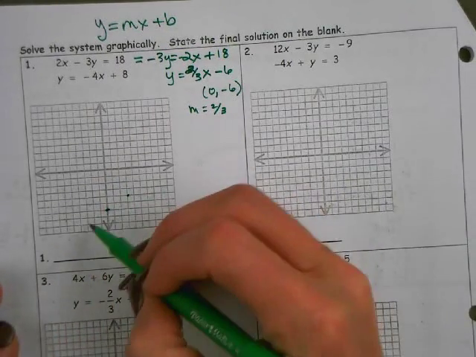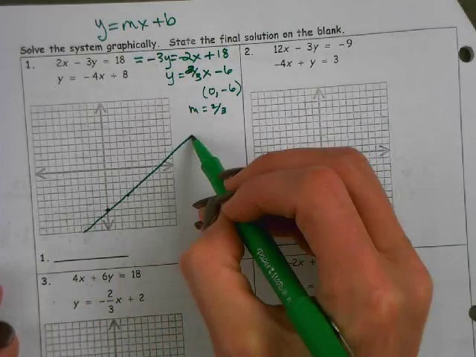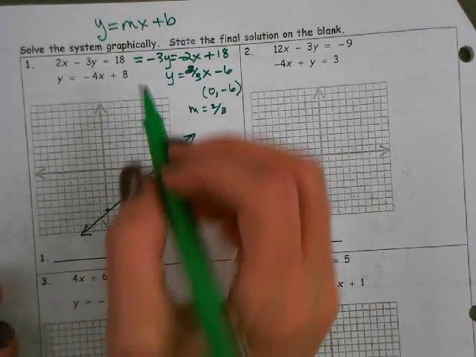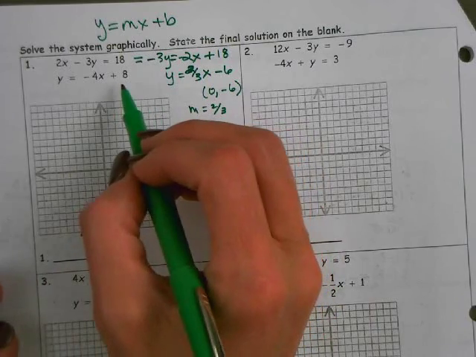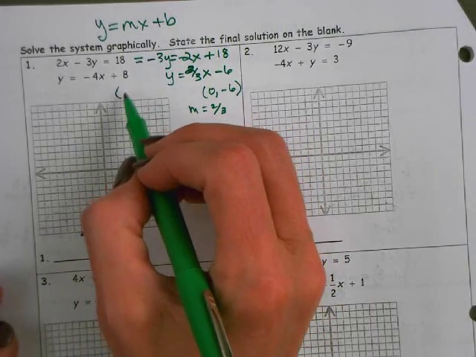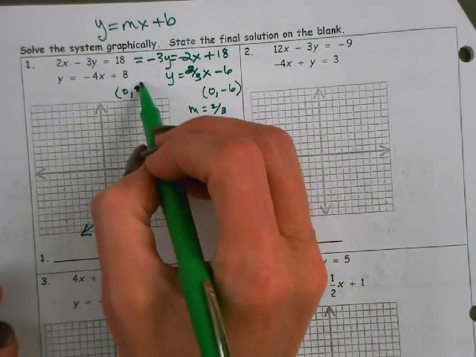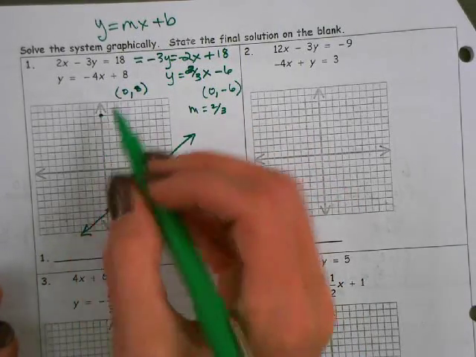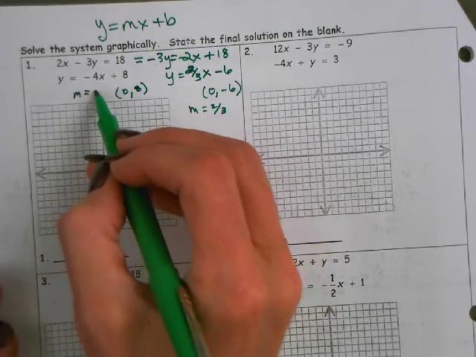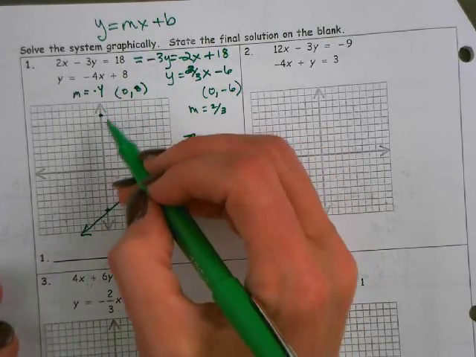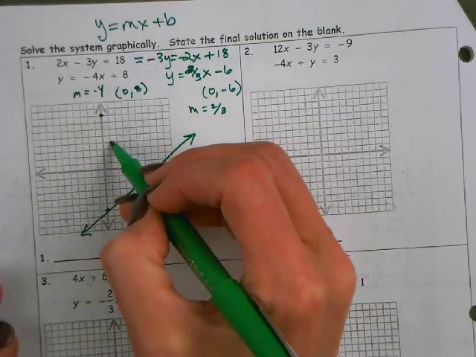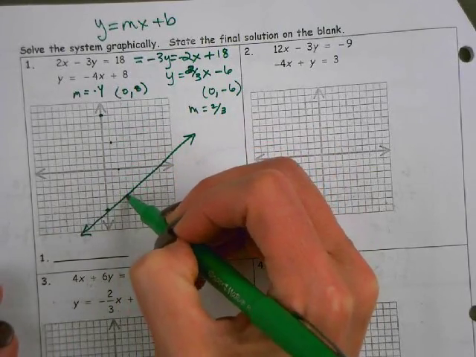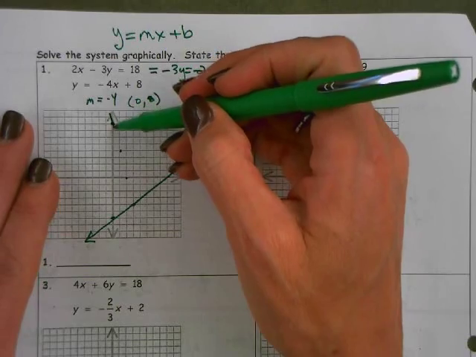Okay, and then I'll connect the 2. Then the next line, I already have it in the y equals mx plus b format, so my first point is (0, 8), right? And then I'm going to go down 4, my slope is -4, so I'm going to go down 4 over 1. Down 4 over 1. And then connect.